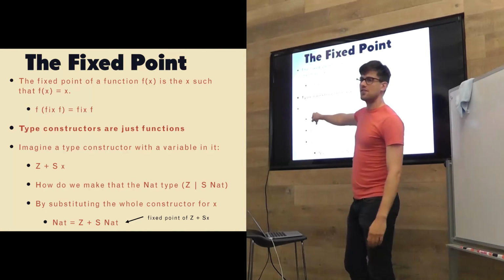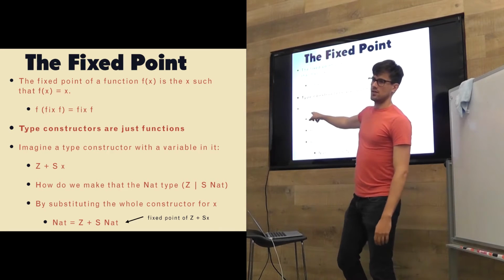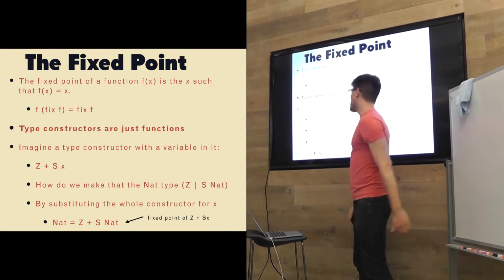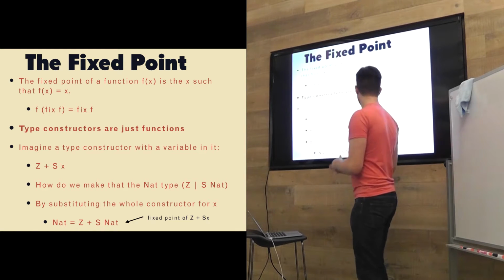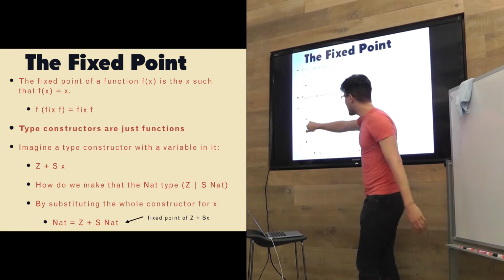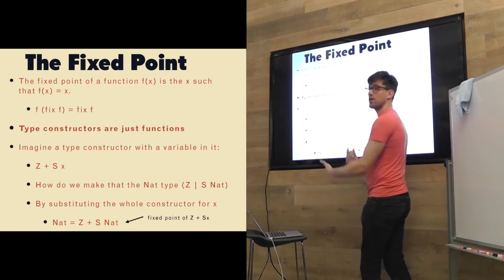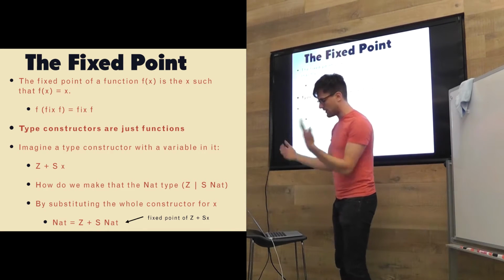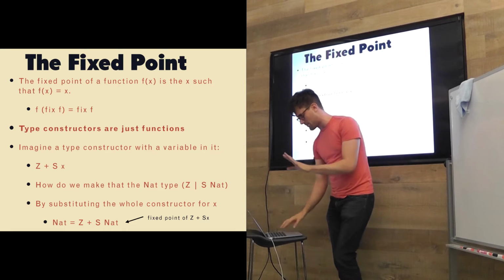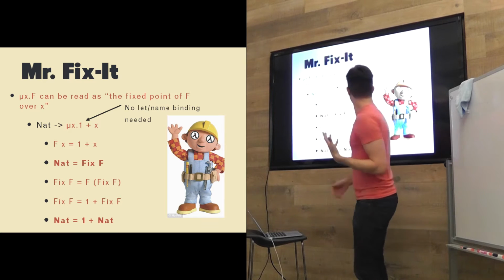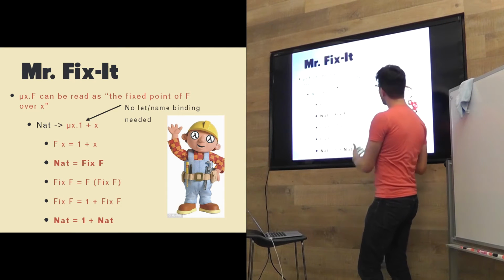But what would we put in this X to actually make this the natural number type signature? Well, we put this whole thing in that. So how do I represent that? So for example, if I say Nat equals Z plus S Nat, you can see how it's recursive. It's referring to itself. And that's what we will be using the fixed point operator to mean. So what exactly do I mean? Well, it's kind of this guy.